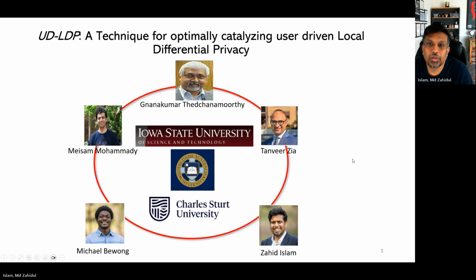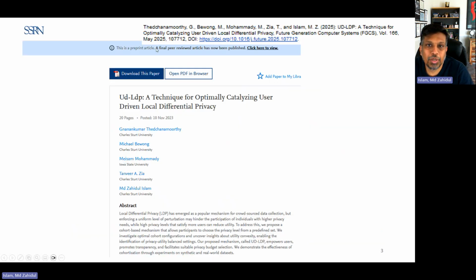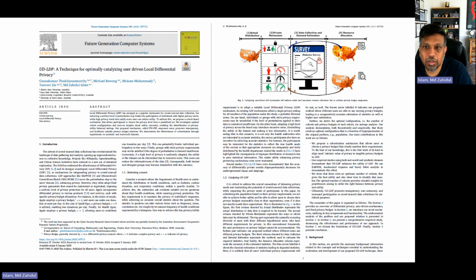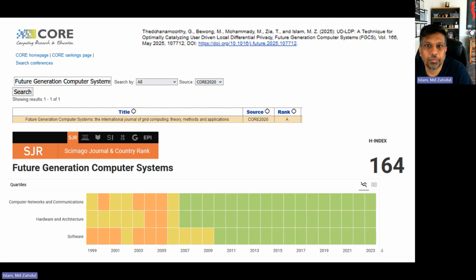Now, the paper, you can see the front 2 pages of the paper. UDLDP paper, and this paper was published in Future Generation Computer Systems, a very renowned journal. Also, a preprint version of the paper is available on SSRN. So you can download the paper from the journal, and that is the final version, and also a preprint version is freely available that you can download.